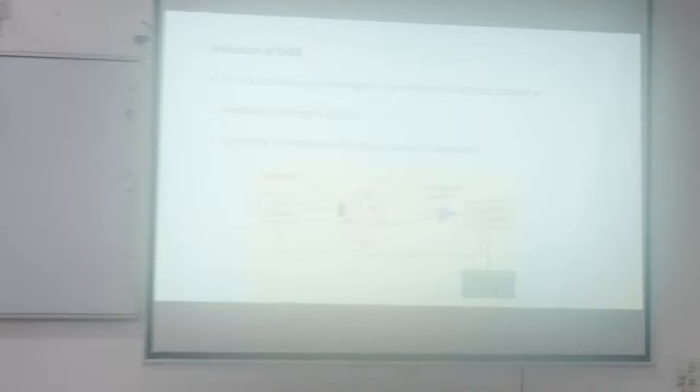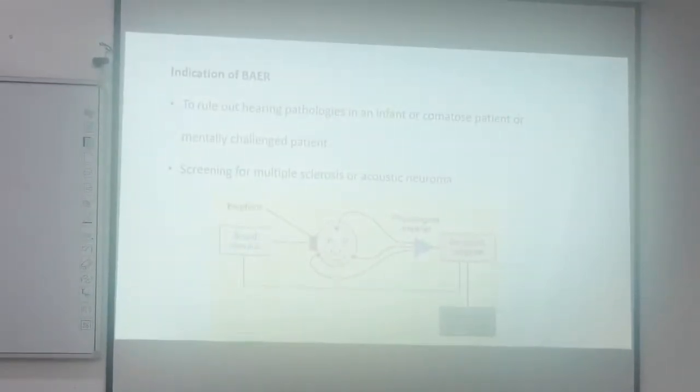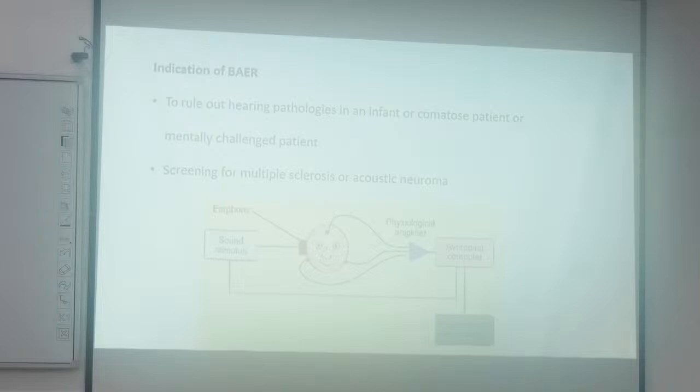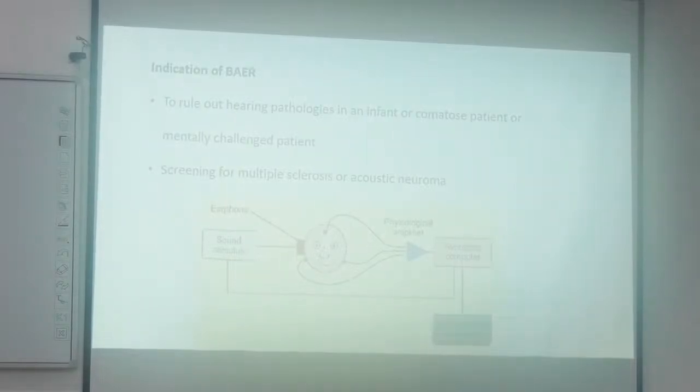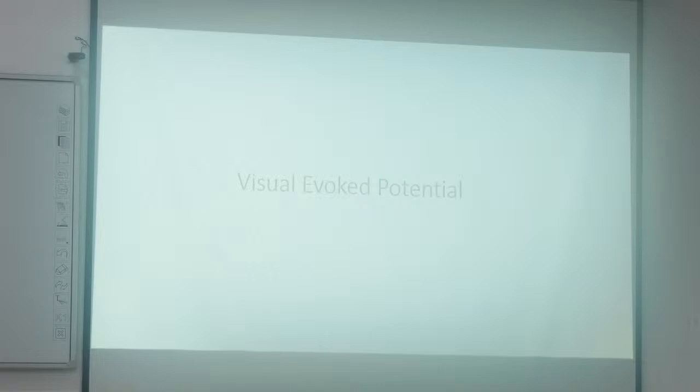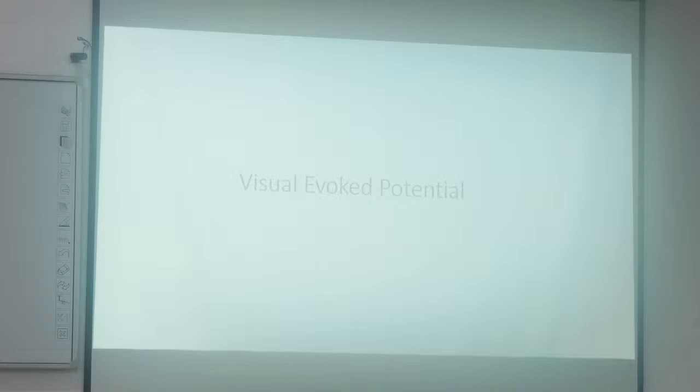So sound stimulus is given through an earphone, right? And here is the receiver, and the video display and printer. Okay, there is an amplifier. This is the basic arrangement of brainstem auditory evoked response. Okay, now visual. Quite similarly, with the help of auditory evoked potential we check the auditory pathway.